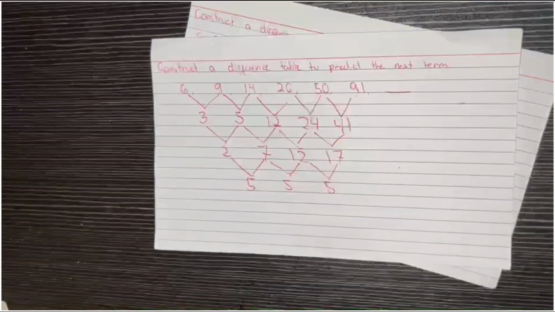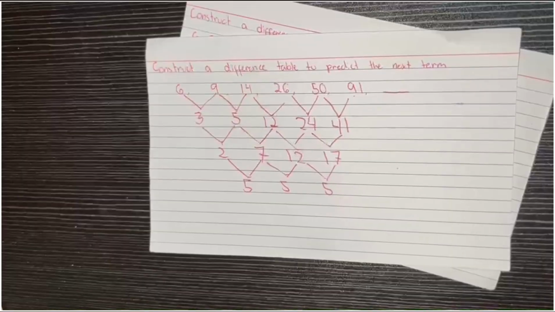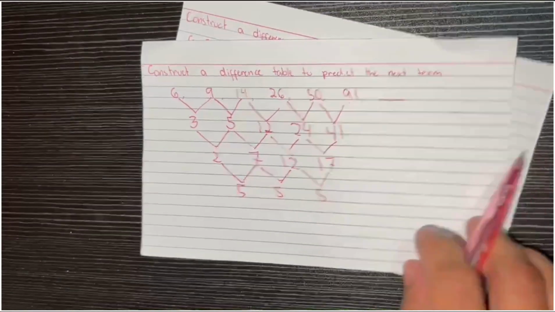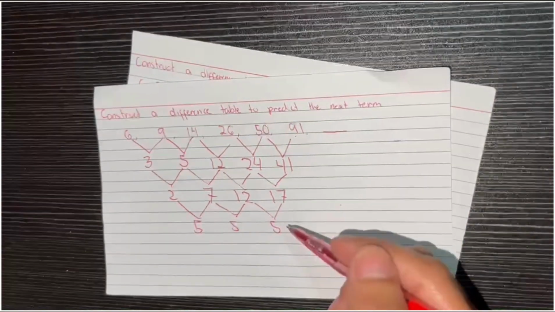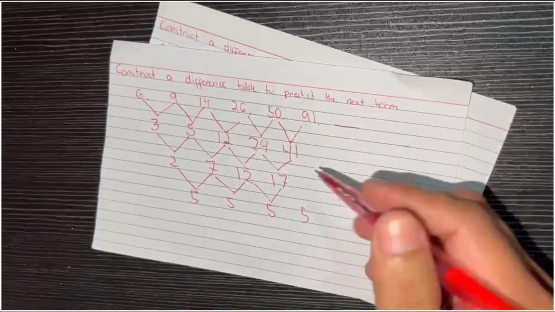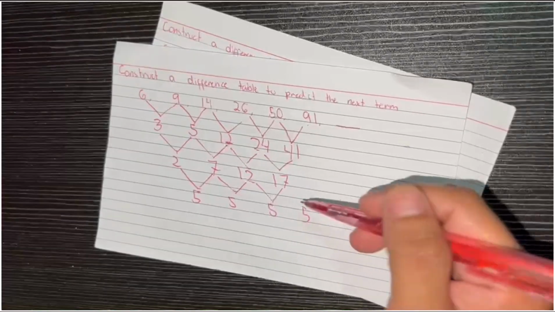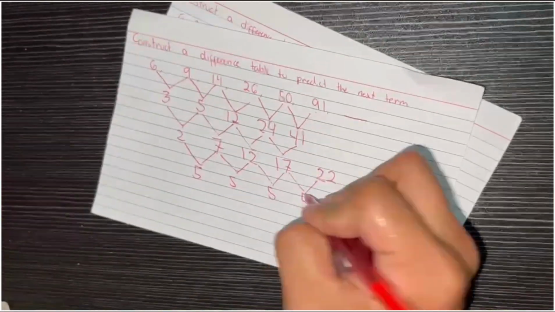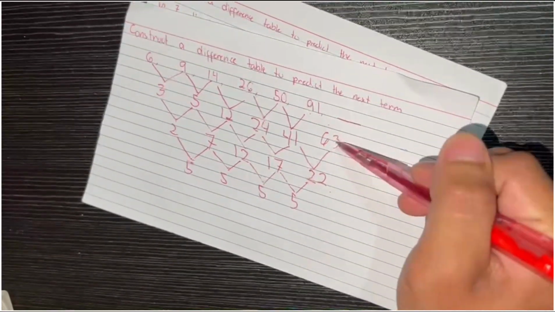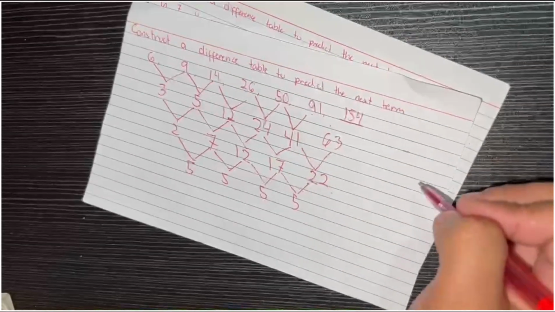So here, nakita na natin yung same differences, but the thing is, we need to find the next term of the 91. So, all we need to do is just add here a 5, and ipagpa-plus lang natin siya sa 17 plus 5, so we have 54. Ganyan kung paano mo makuha ang next term.